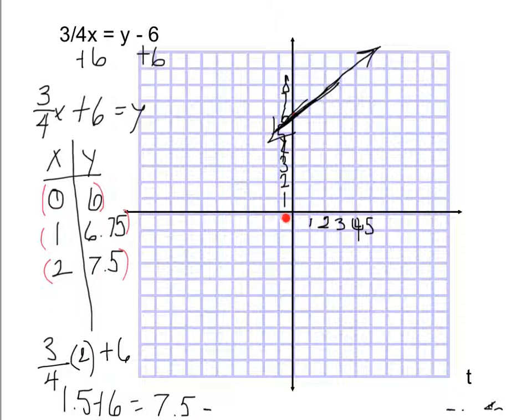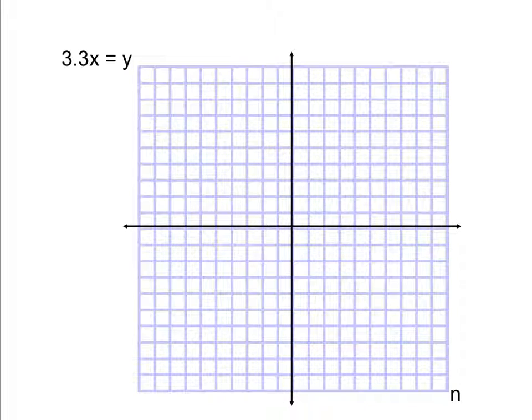Again, this is the type of graph that would be from your health club membership, where you paid a fee up front and then you paid an additional fee every time you came in. So it would only be a proportional relationship because I have my x and my y changing at a constant rate. This is our very last one for April 14th.